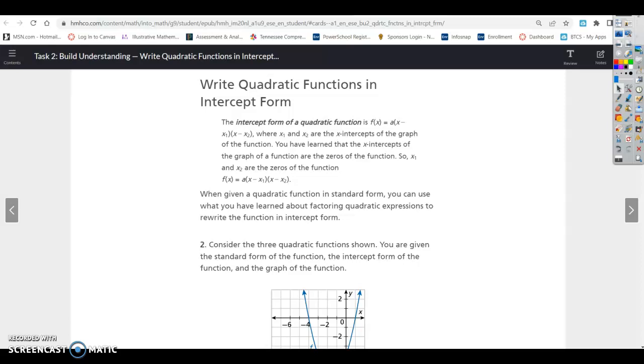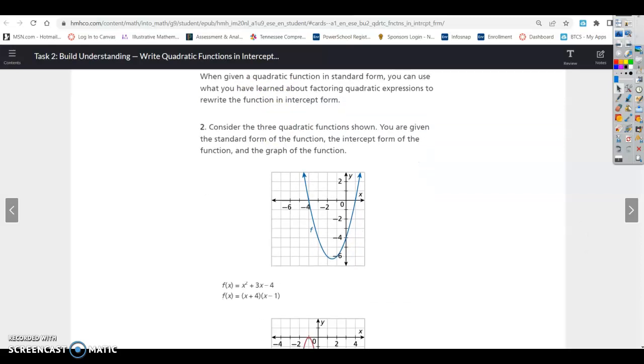Lesson 19.3, task 2. Write quadratic functions in intercept form. The intercept form of a quadratic function is f of x equals a times x minus x1 times x minus x2, where x1 and x2 are the x-intercepts of the graph of the function. You have learned that the x-intercepts of the graph of a function are the zeros of the function. So x1 and x2 are the zeros of the function, and we call this intercept form. This can also be called factored form. So intercepts refer to your x-intercepts. Again, because it's in factored form, you may hear it both ways.